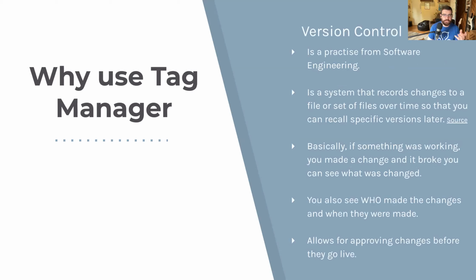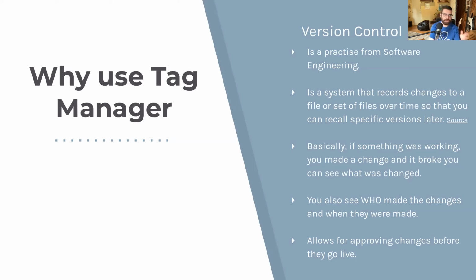So version control, it's something from software. Basically, what it does is it gives you a snapshot of the changes that were made to your Tag Manager and who made them and when they made them. What this is really helpful for is, say something breaks, then you can go, okay, we knew that last version was working. What's changed in this new version? And you could see the differences and see who did it.